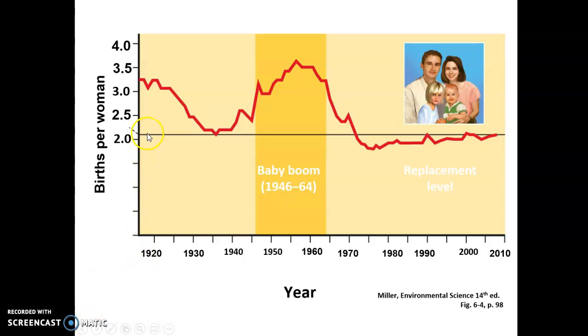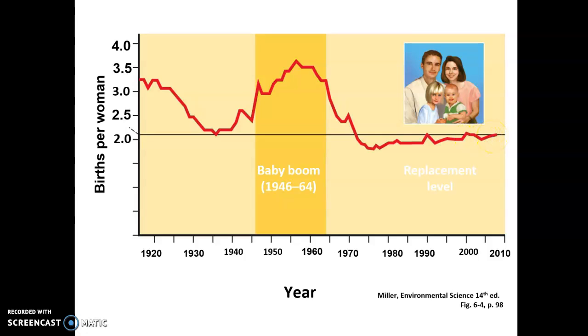So back around 1920, the average number of births per woman was about 3.25, say. And then you can see that over a period of time, basically by 1935, it had gone down to 2 births per woman. And then during the period from 1946 to 64, which is known as the baby boom, the total births per woman again increased. And then about 1970, there was a decline and then a leveling off of fertility rates.